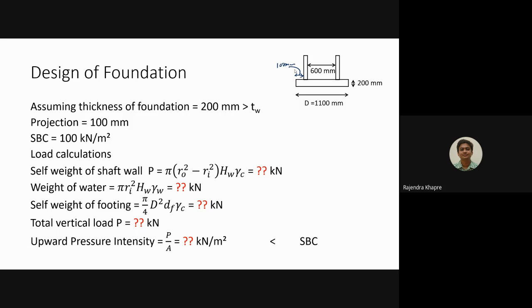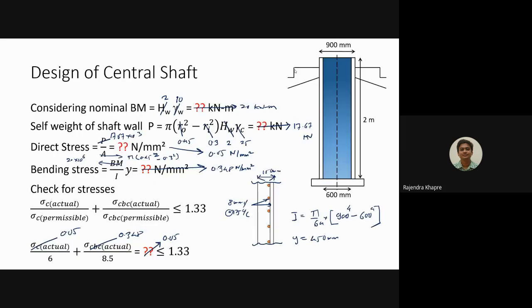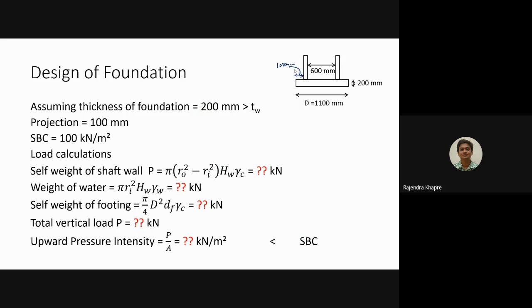Okay, the first load is the self weight of the shaft wall. This load we have already calculated over here in the second line. If you see, we have calculated the load of the wall as 17.67 kilonewton, isn't it? So I'm just writing down over here, this is 17.67 kilonewton.